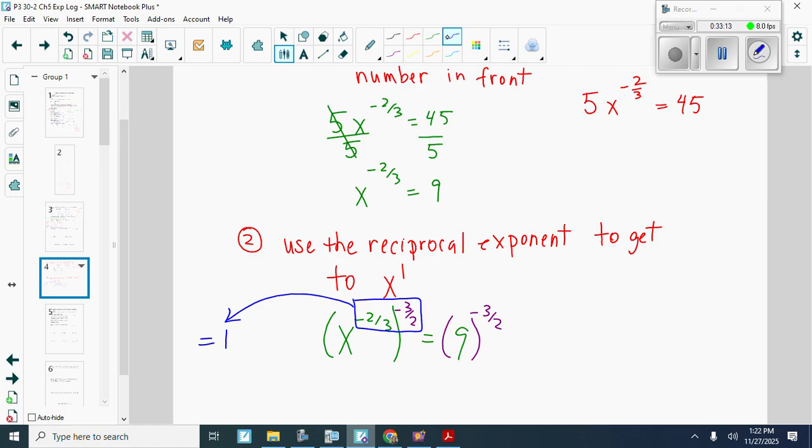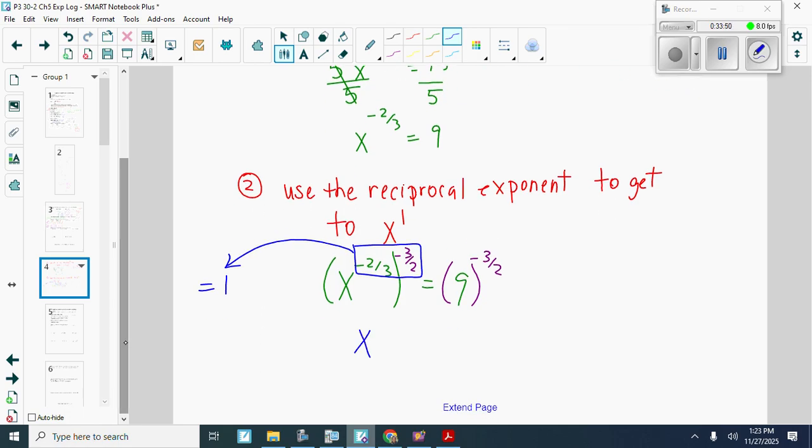If you're not sure, you can use your calculator, or you could just look at this and say, I've got a negative times a negative, which is a positive. I need a positive 1. 2 times 3 is 6 on the top, 3 times 2 is 6 on the bottom, 6 divided by 6 is 1. So if you multiply an exponent by its reciprocal, you will always get the answer of 1. That's why we choose to multiply it by its reciprocal, where we flip. Reciprocal is just a fancy math word for flipping.